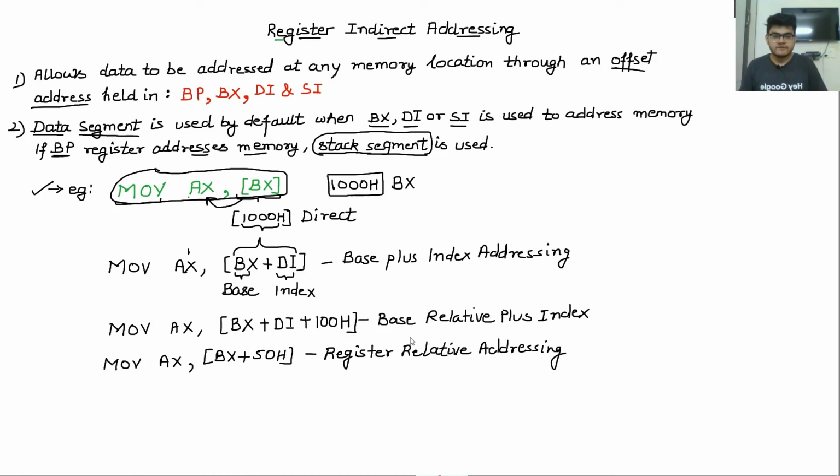So in this tutorial we have covered these different types of addressing modes. In register relative addressing, the data in the segment of memory is addressed by adding a displacement, which can be 50H or 100H or anything, and this is added to the contents of a base or index register. So it can be BX, DI or SI.